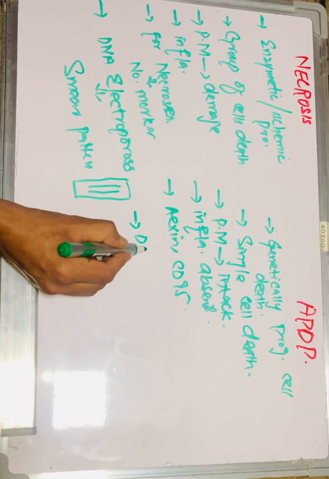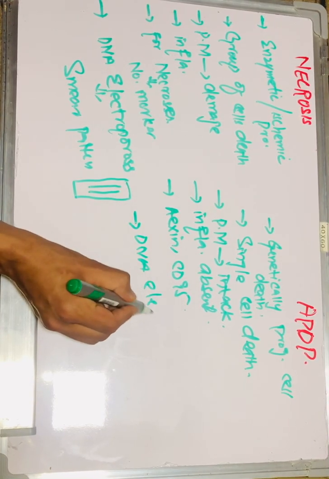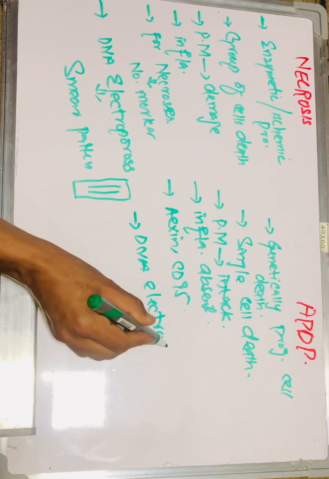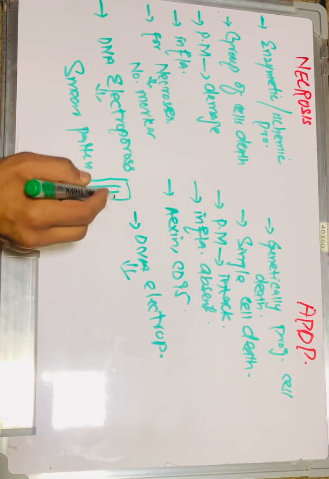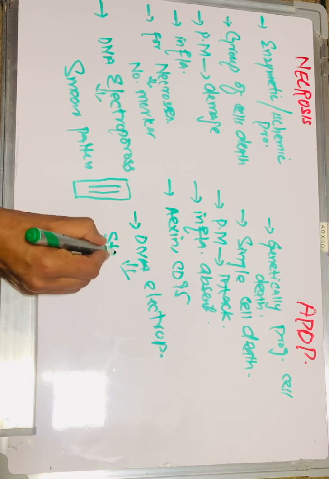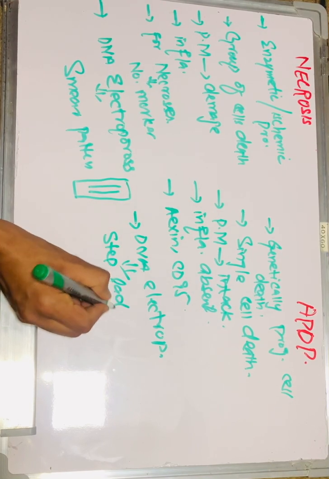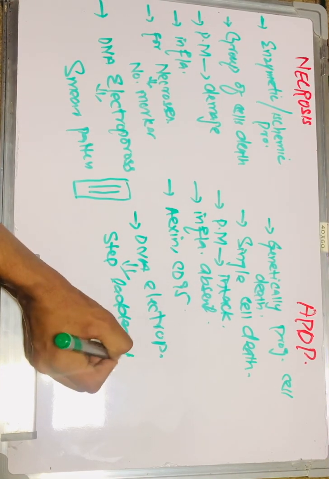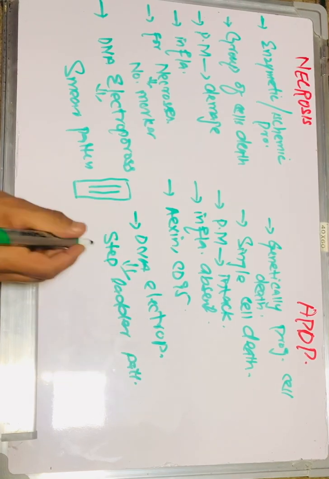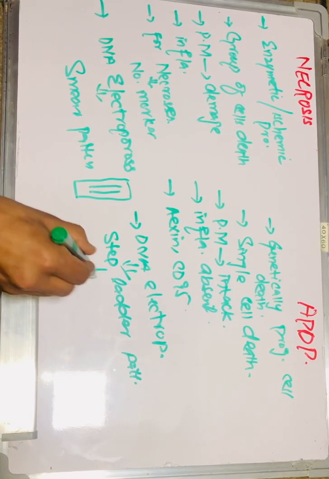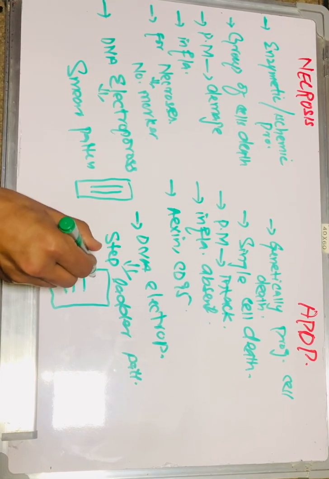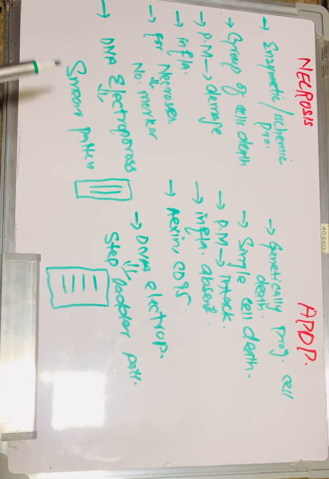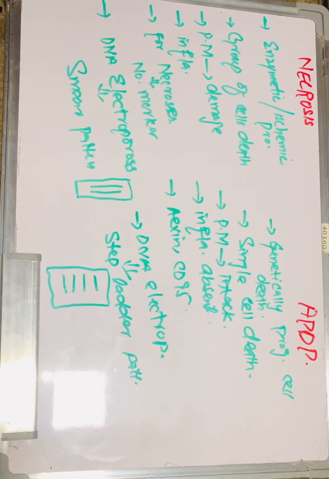While in DNA electrophoresis of an apoptotic cell, it shows a step ladder pattern. How does it look? Suppose this is electrophoresis, it will look like this. So this is all about the differences between necrosis and apoptosis.